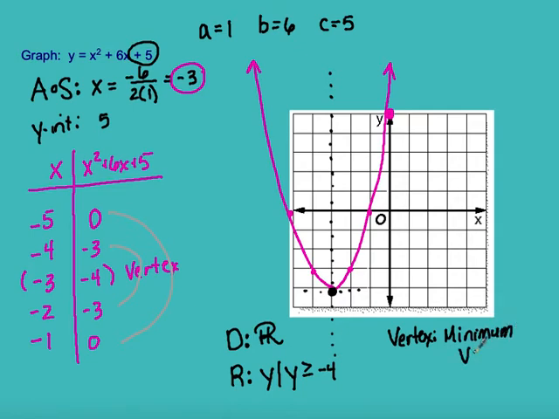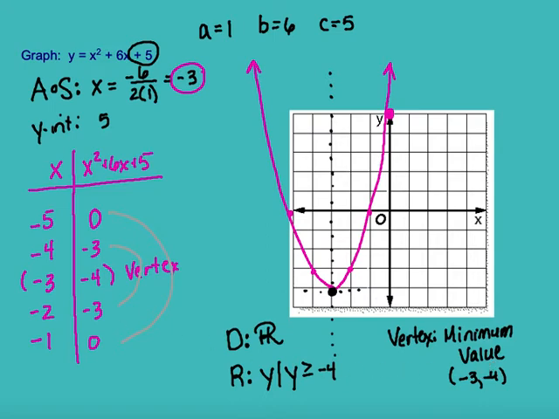We're going to use those minimum values, and it is at -3, -4. We're going to need that important minimum value or maximum value later on. So there you have our parabola, the graph of our quadratic function x squared plus 6x plus 5.